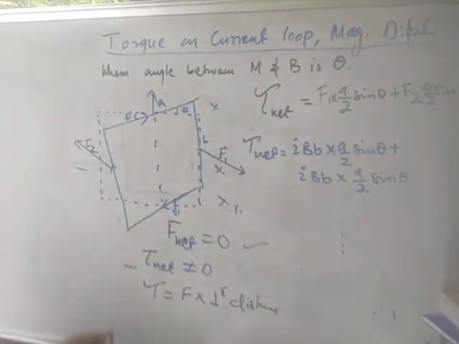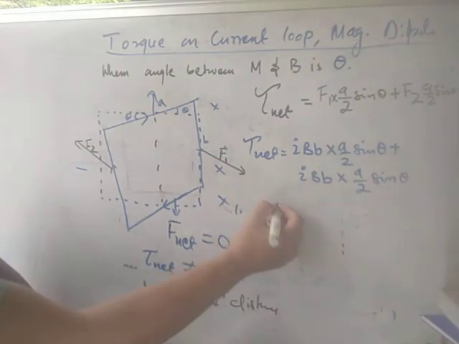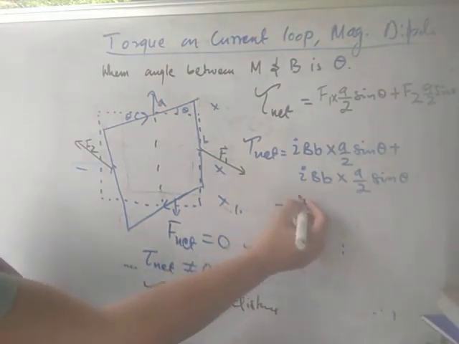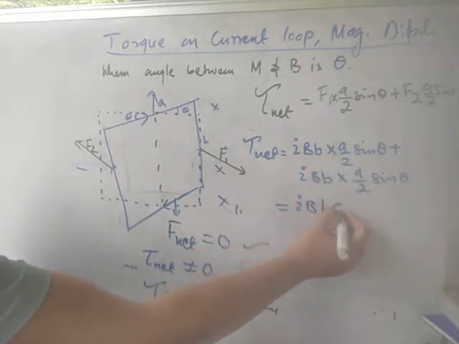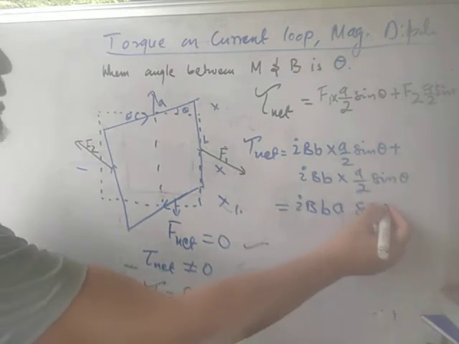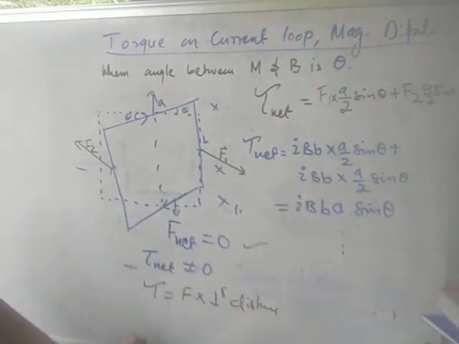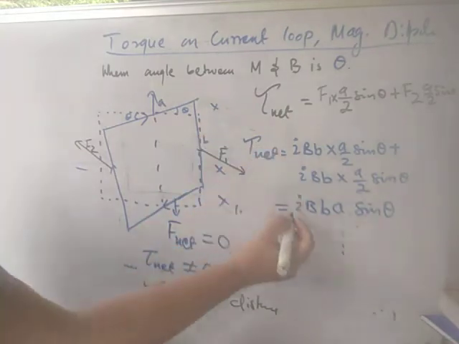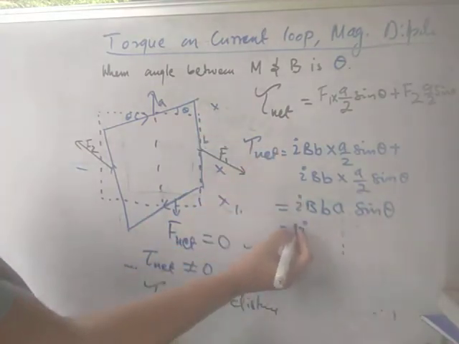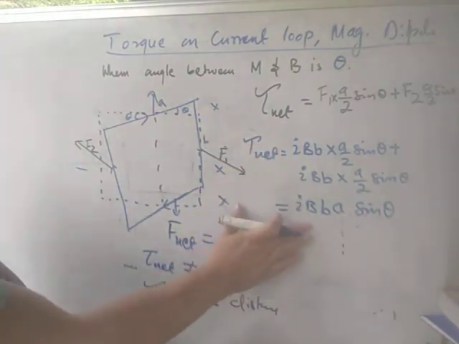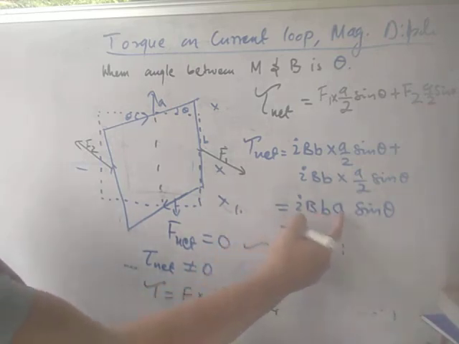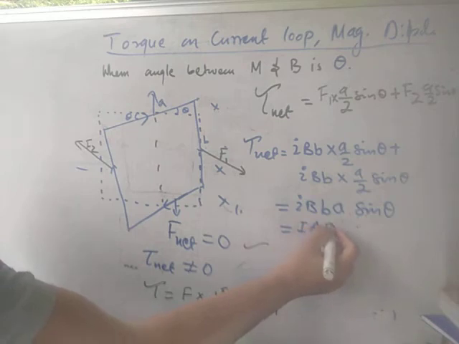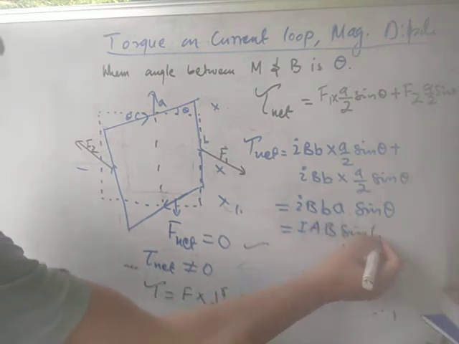Clear? So now take the common terms. Sin theta is common, I is also common, B is also common, and B is also common. So A by 2 and A by 2, isn't it? So sin theta, right? So this is your how much? Equals I, which is your current, okay? So now write down I B into A, the area of cross section, B sin theta, right?